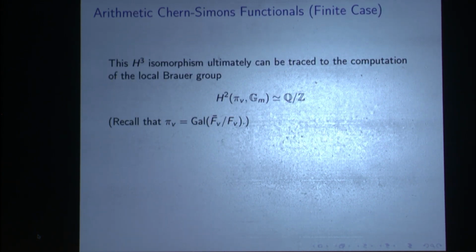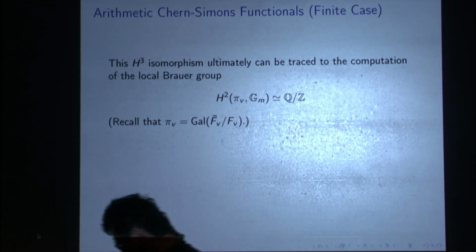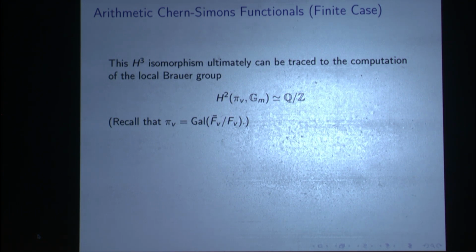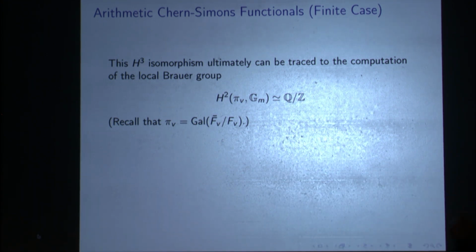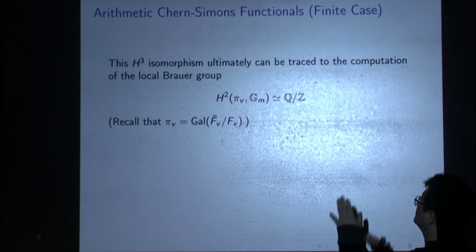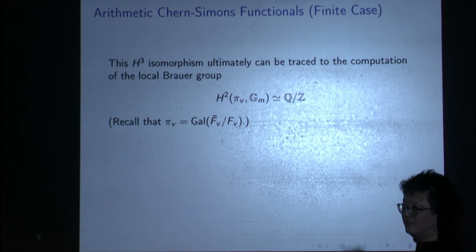This H3 thing, maybe I'll just briefly mention. Again, these are all black boxes at this point. But the H3 computation ultimately relies on the computation of the local Brauer group. Remember, this pi_b was the Galois group of the local field, the completion of F, so it might be a Galois group of Q_p, for example. When I write V, I mean anything but the Archimedean place. On any such completion, if you compute this H2, you get exactly this Q mod Z.